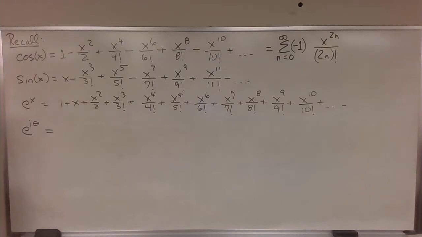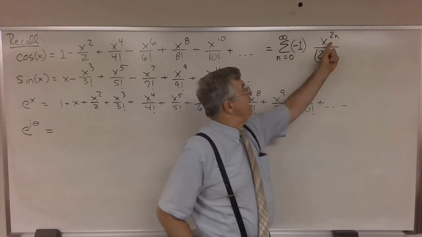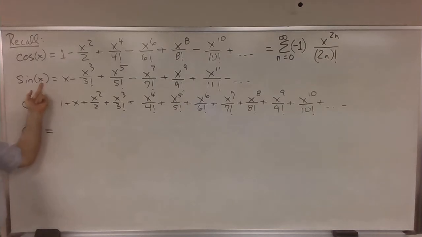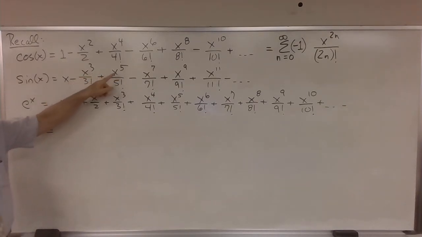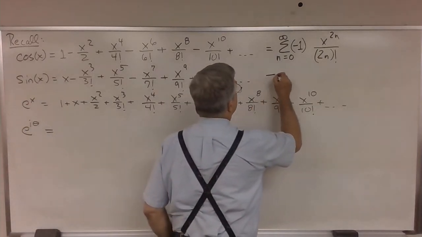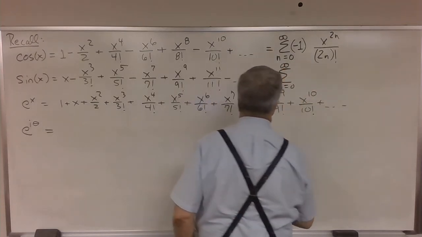The infinite series of sine of x is similar, except if you notice, cosine of x has the even powers of x: x to the 0, x squared, x to the 4th, x to the 6th. The Taylor series expansion for sine of x has all of the odd powers: x to the 1st, x cubed, x to the 5th, x to the 7th. So apparently, we can write this as n equals 0 to infinity.